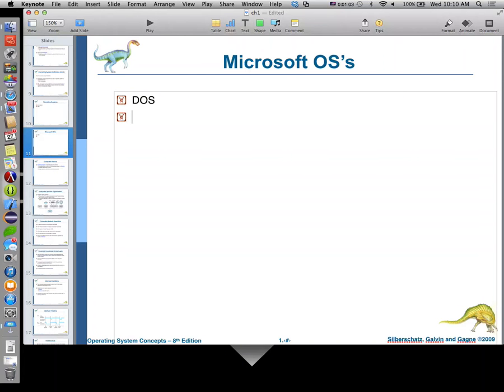So after DOS, you had a bunch of different versions of DOS. DOS 1, 2, 3, DOS 6.2, and so on. What's the next major operating system that you remember from Microsoft? It's a trick question. We'll see if somebody was listening last time to know why this is a trick question. They don't actually make the operating system.